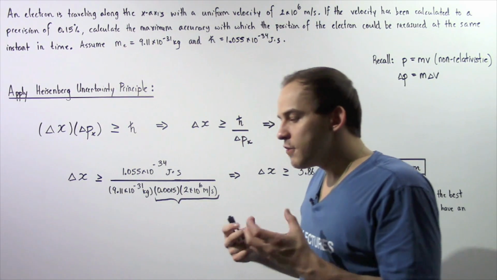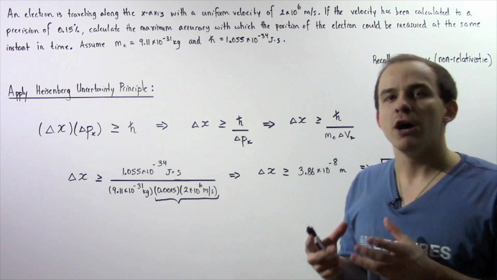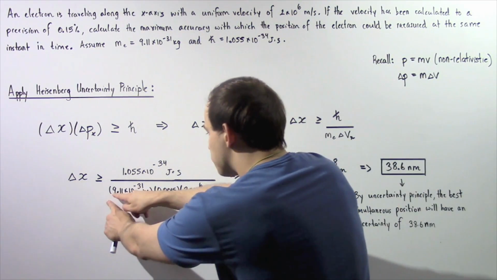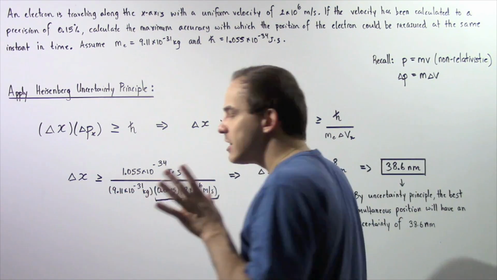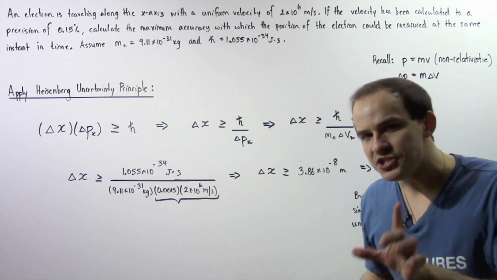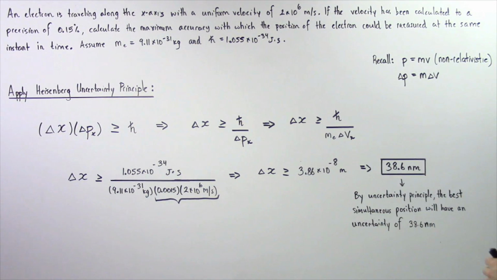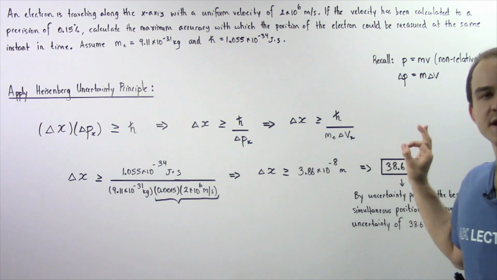So basically, if we know the uncertainty of the momentum of our particle, which is equal to the product of these three numbers, the uncertainty in the position of that same particle, that same electron along the x-axis, is equal to this value.